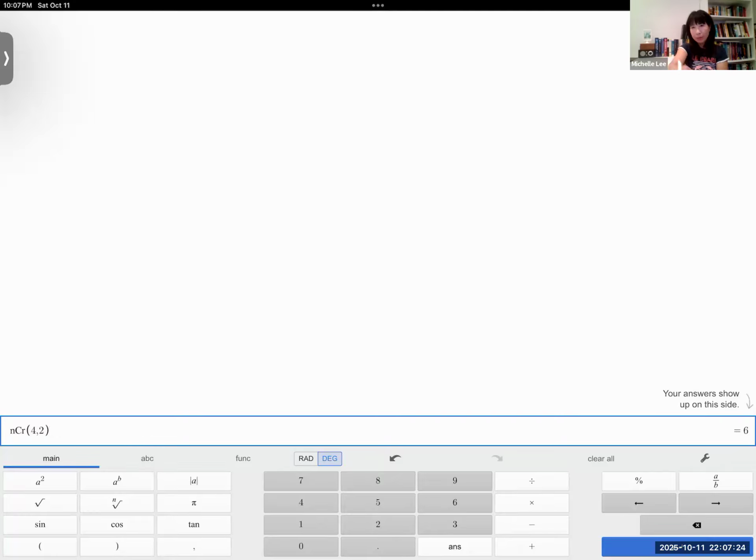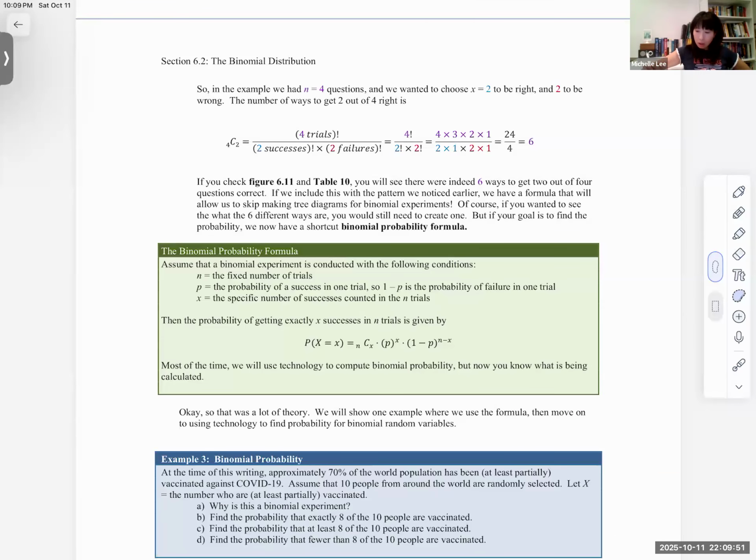You don't have to do it by hand. All right. We have the binomial probability formula. Once again, the tree diagram is too time consuming, right? That's a lot of work. We cannot draw it every time for the probability, right? Okay, so they give us a nice formula.